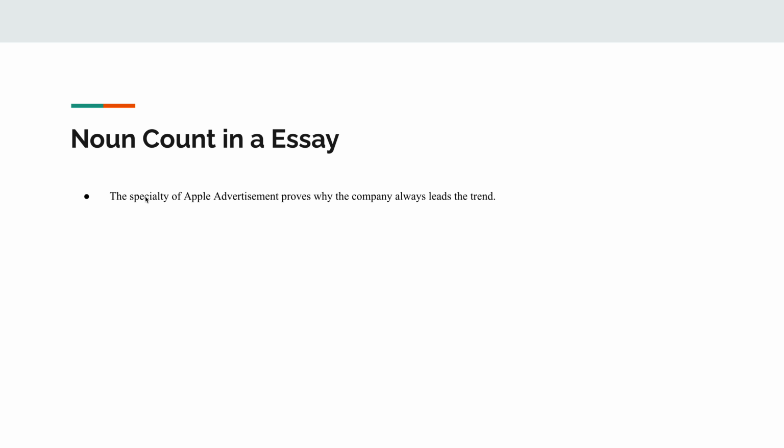But when we read it, we realize there is a problem. Does Apple only make one advertisement? Probably not. So this is more of a general thing, so we should consider adding an s after advertisement. The correct way should be advertisements. Then here we will still use proofs, because that's for the specialty.